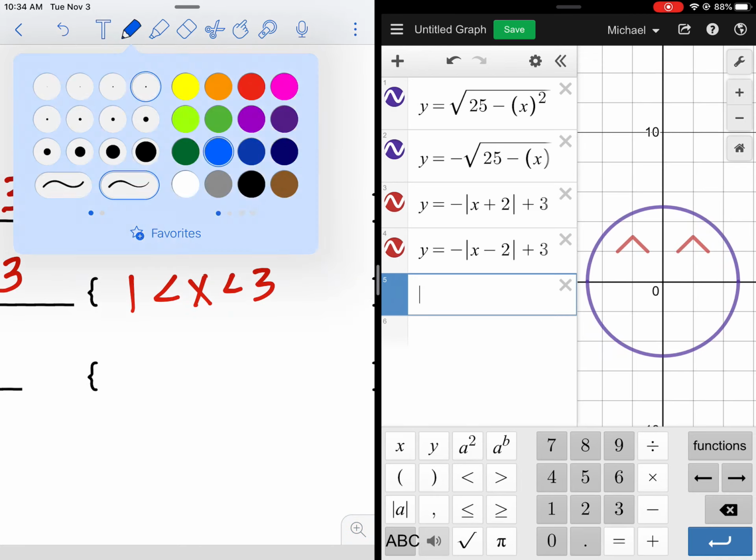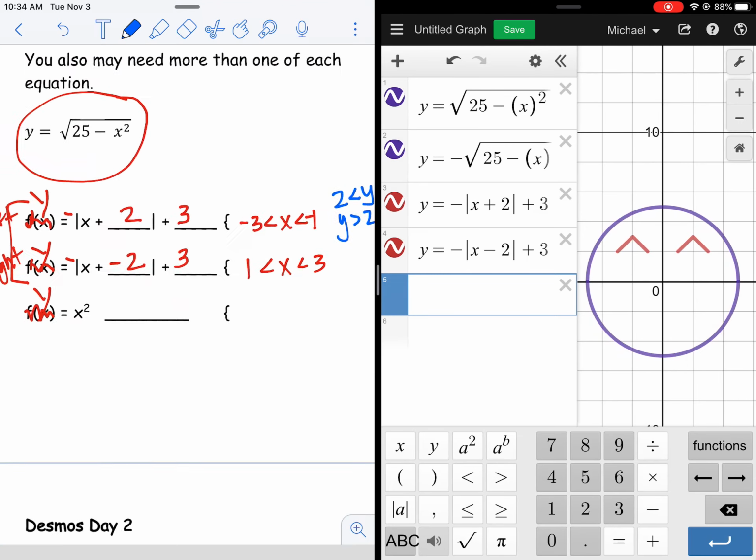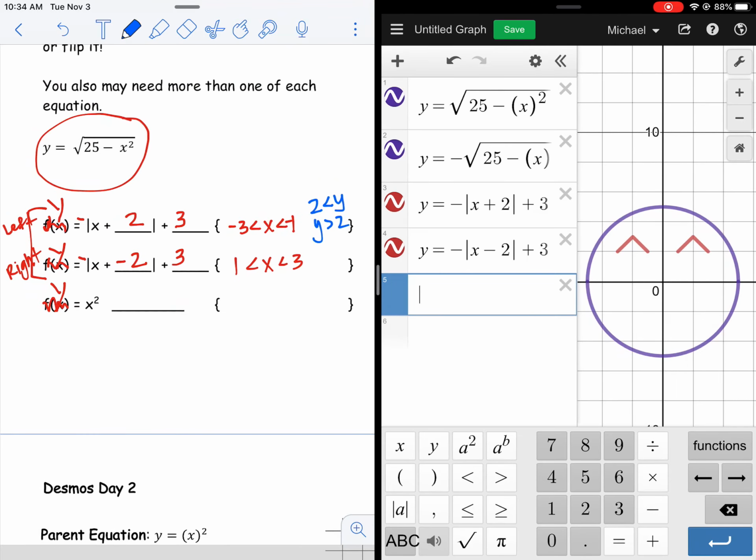You also could have done this or this. It's the same thing. Okay, you could have done one of those for both of those as well. This last one here, y equals x squared.